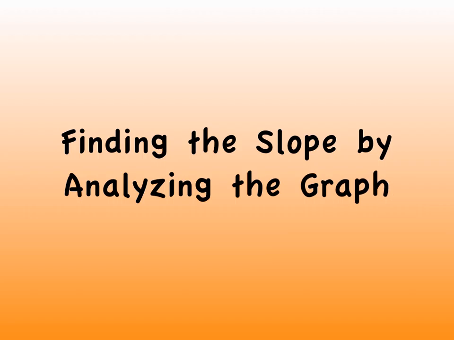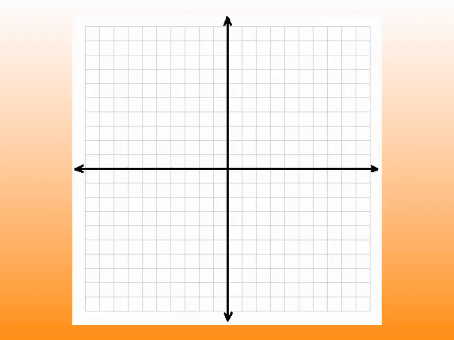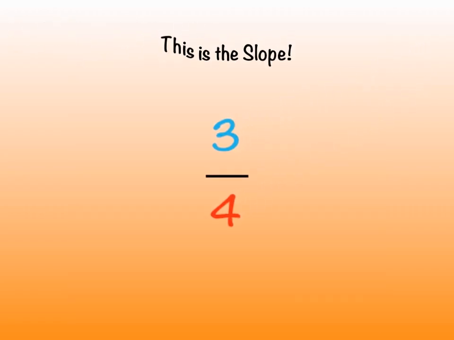Finding the slope by analyzing the graph. This is our graph or coordinate plane, and this is our slope. The first thing we need to do is find 2 points in the graph where the y and the x-axis intersect with each other, like here and here. Now we need to find the difference between those 2 points. Let's count. 1, 2, 3. So we have positive 3 since we went 3 units up. Let's count again. 1, 2, 3, 4. We have positive 4 since we went 4 units to the right. 3/4 is our slope.